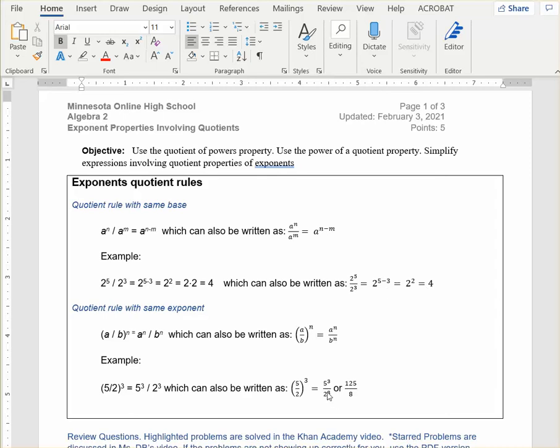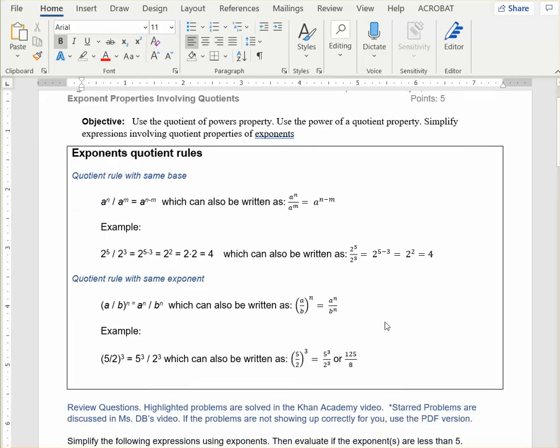Or here's a number example of the other one: 5 over 2, so you have a fraction 5 over 2 raised to the 3rd power. You could write that as 5 to the 3rd over 2 to the 3rd. And then you could evaluate 5 to the 3rd, because that means 5 times 5 times 5, and that would be 125 over 2 times 2 times 2, or 2 to the 3rd power is 8. So 125 over 8, you could write that if you had to evaluate it.